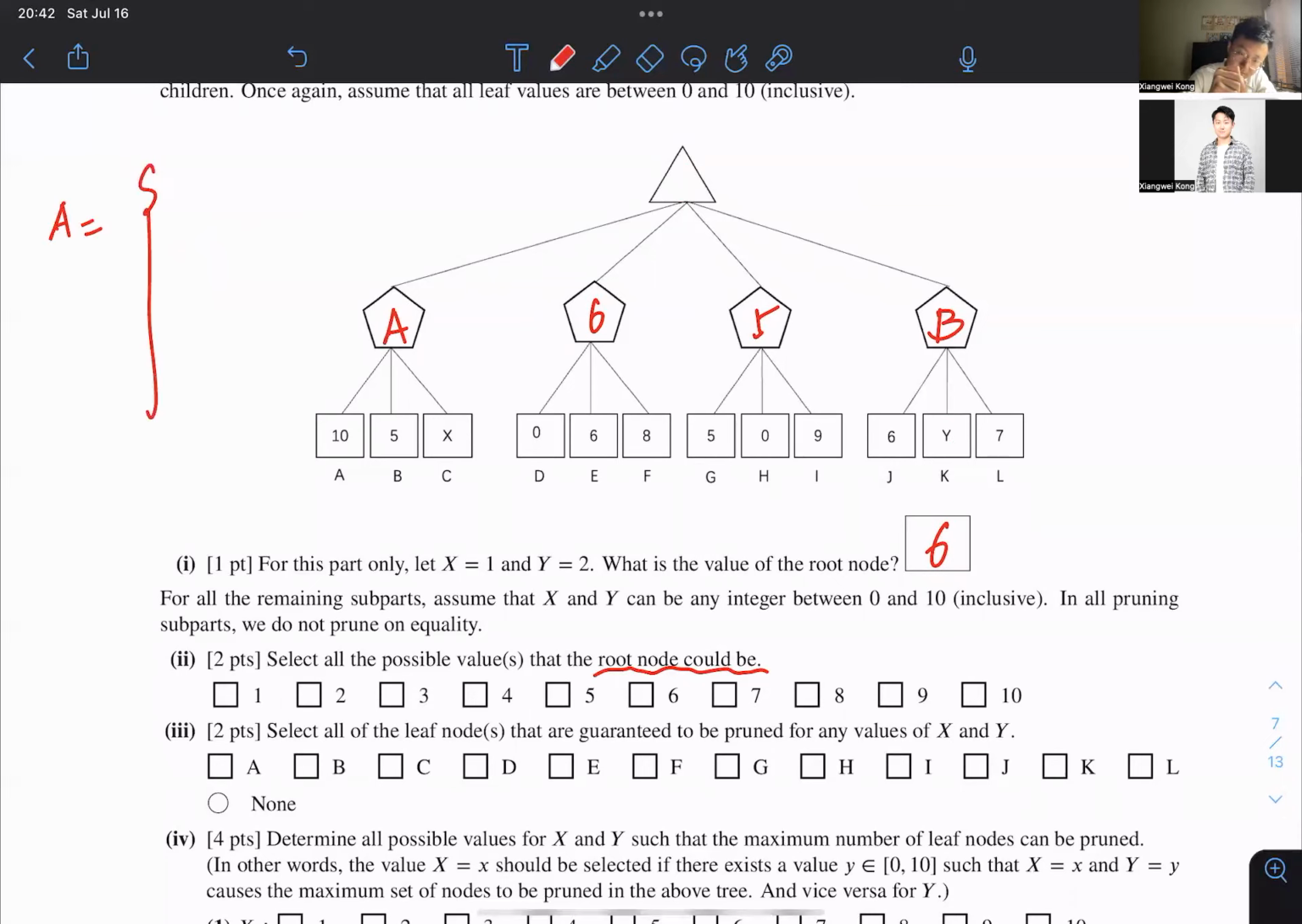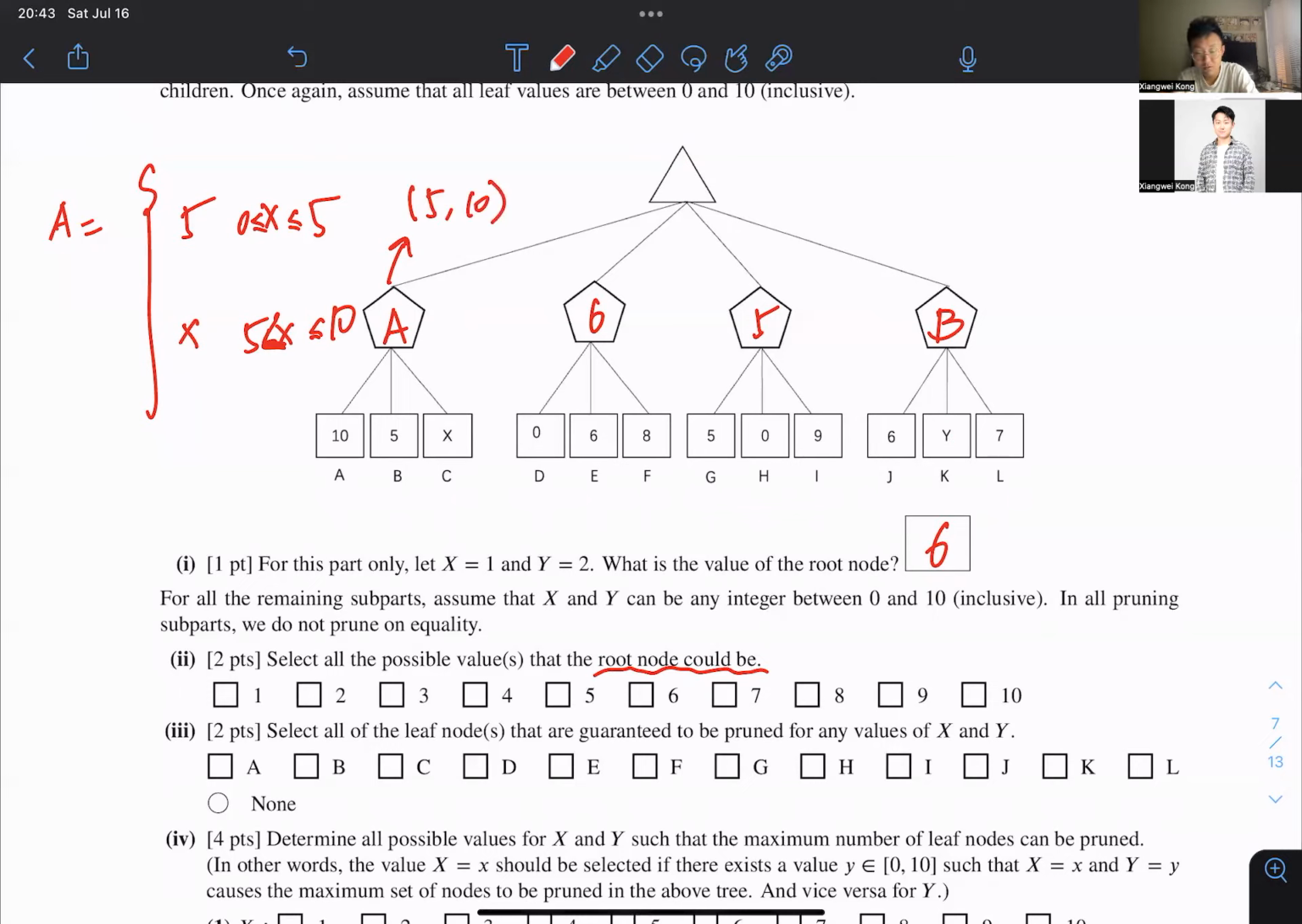So it will be from X: if X is larger than or equal to 0 and less than or equal to 5, then A's value will be 5. And if X is larger than 5 and less than or equal to 10, then A's value will be X. So here, this value could be in a range from 5 to 10.